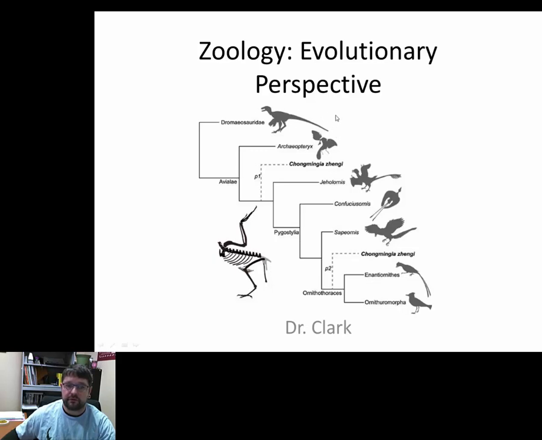Dromaeosauridae had a distinct tail, so did Archaeopteryx, but as you start moving, some of them have much more reduced tails, and they have tail feathers that are coming off of a coxal bone, but they have a much reduced tail, all the way to modern birds, which don't have tail bones at all.